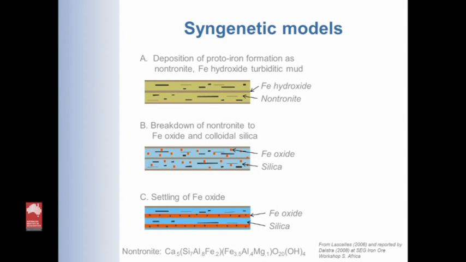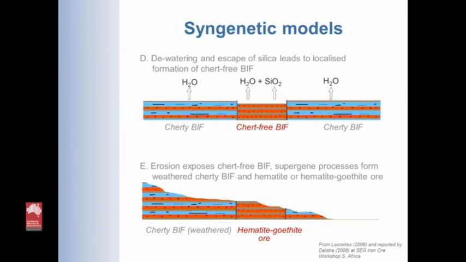In the syngenetic models, it's envisaged that the BIF formed as a layer of gel-like materials: iron hydroxide and a silica-rich gel, this nongenite, mostly silica and OH ions. Then there is a breakdown of nongenite to form iron oxides, as these little red dots, and colloidal silica. These little red dots accumulated to form our future iron oxide bands, separated from the silica bands. So that's fine, but that's not forming our actual ore deposit though.